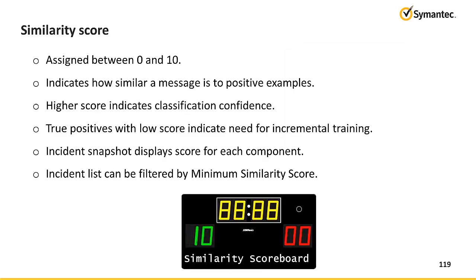As mentioned earlier, classification assigns a similarity score between 0 and 10 for unknown detected content. The similarity score indicates how similar the unknown content is compared to the positive example documents. A higher score indicates that the classifier is more confident about its verdict on the detected content. True positives with a low similarity score are a good indicator that incremental training needs to be performed. The similarity score for each component is displayed in the incident snapshot, and you can filter the incident list by minimum similarity score if desired.